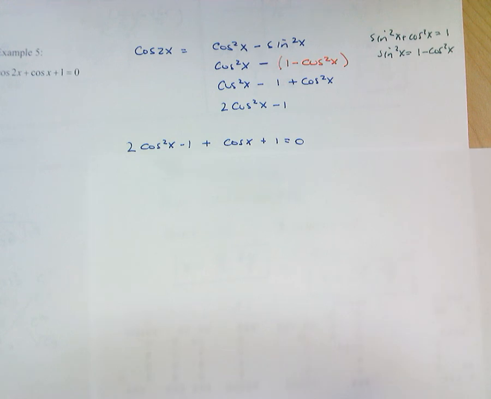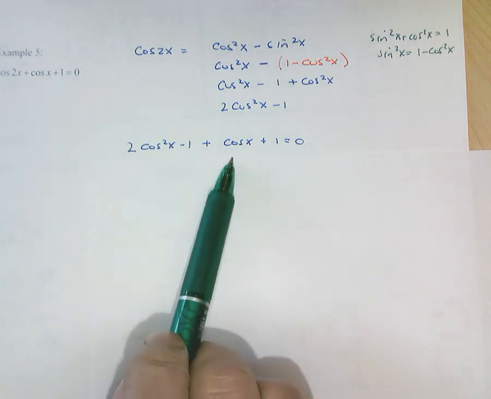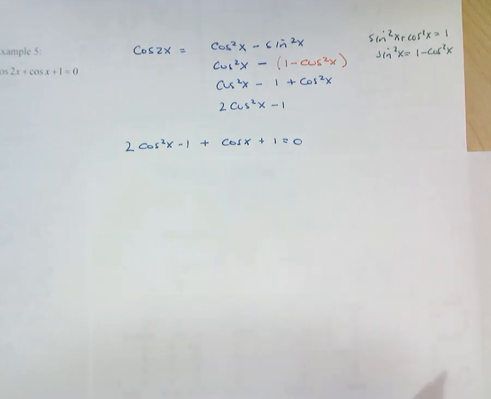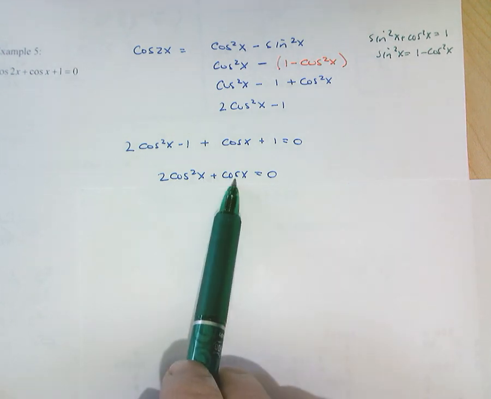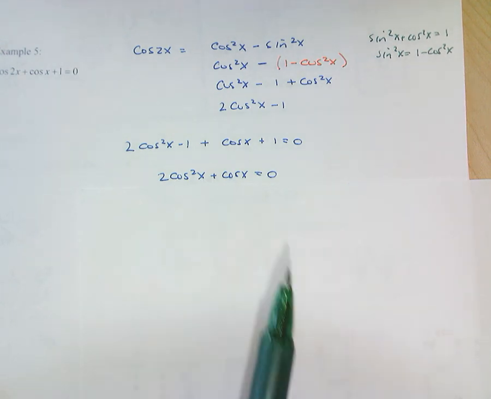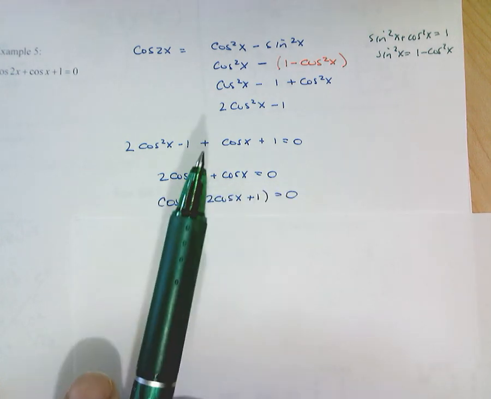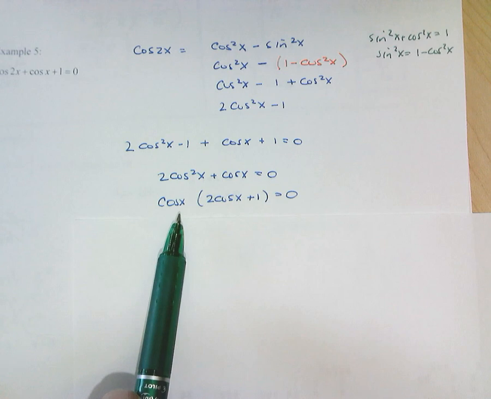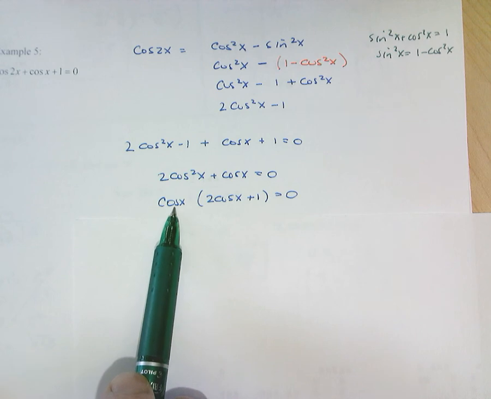So 2 cosine squared x minus 1 plus cosine x plus 1. I combine like terms, so a negative 1 and a positive 1 is 0. 2 cosine squared x plus cosine x equals 0. Solve this just like I did before. Factor out a cosine x. Make sure when you factor, you double check that you've gotten it factored correctly, because if you factor it wrong, your problem's going to be wrong.